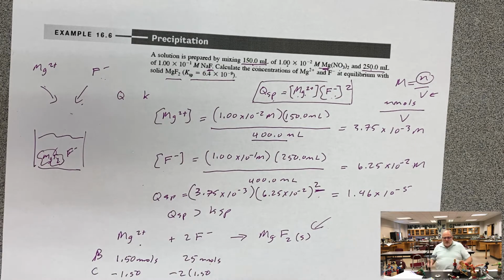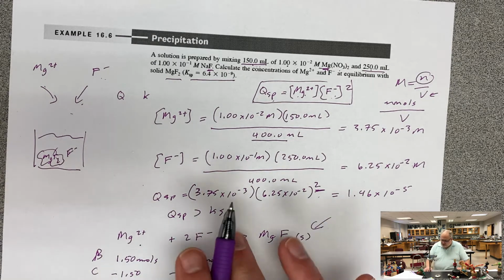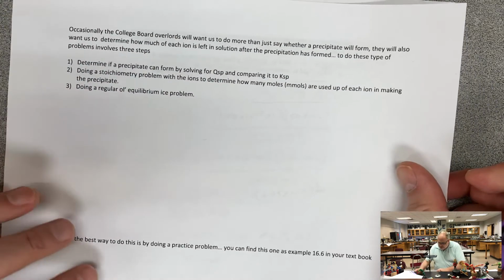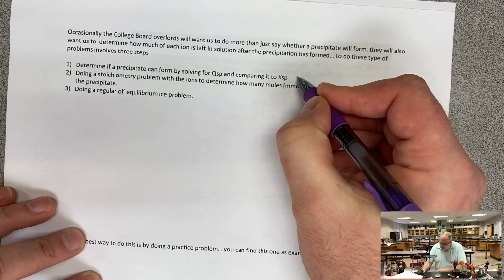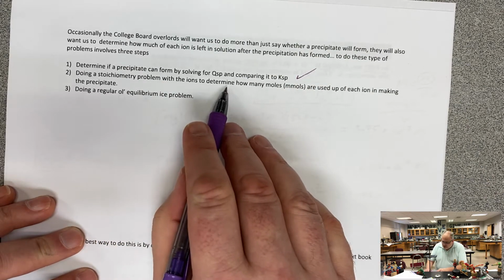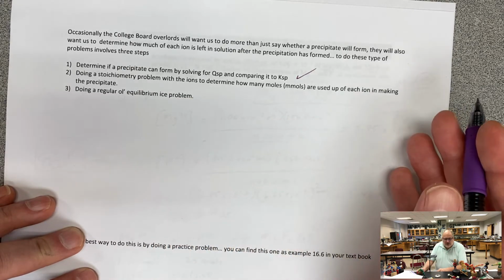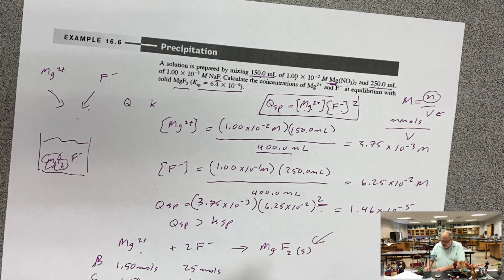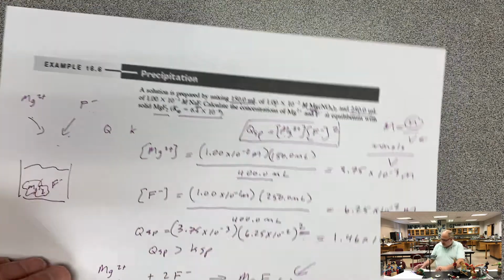Now, what do we do with that, and how does this then transcend into an equilibrium problem? So let me show you this for just a second. Let me remind you, the 3 steps that we're gonna follow every single time are these 3 steps. Step number 1, we're gonna see whether or not our Q is greater than our K, and we have. Step number 2 is we're gonna do a stoichiometry problem to determine how many millimoles of each ion we have at the end. And we've just done that, and we've determined that we have 22.0 millimoles of F minus sitting there at the end doing nothing. Now, our last step here is this. We want to then figure out an equilibrium problem.